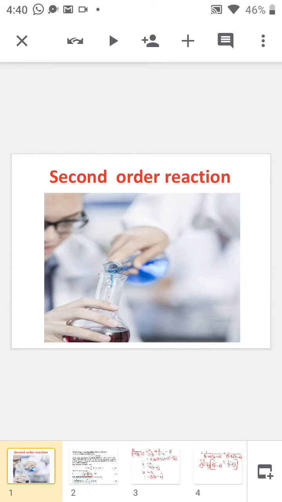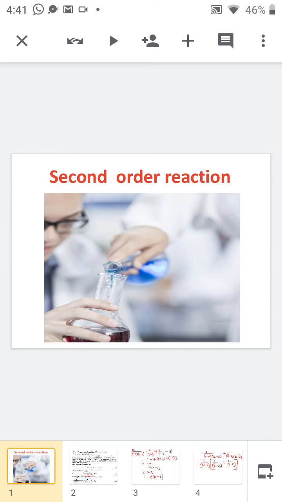Good evening, everybody. Today we will discuss the next topic of chemical kinetics, that is the second order reaction. We have already discussed the second order reaction having only one type of reactant, where we are using 2 moles of reactant in the chemical reaction. Today we will discuss the second order reaction having two different types of reactant.